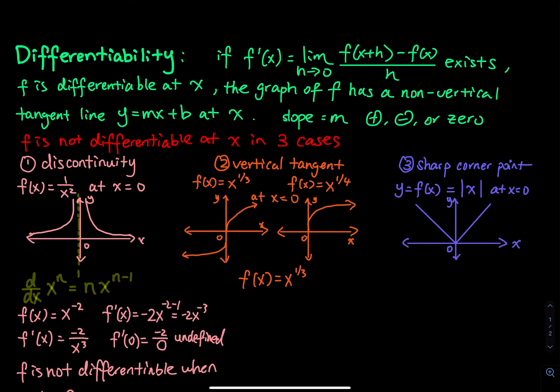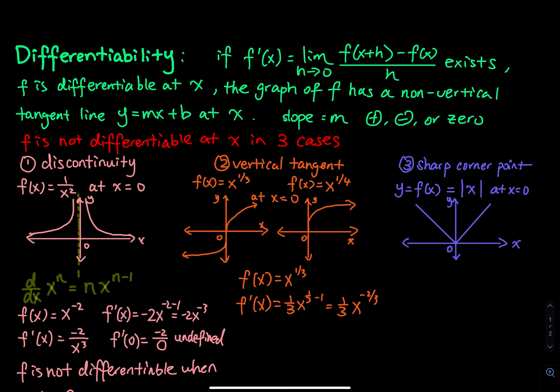And then what about f prime? So for f prime, I will bring the 1/3 down and then take 1/3 minus 1. What is 1/3 minus 1? 1/3 minus 1 is negative 2/3. So that is 1/3 x raised to the negative 2/3.